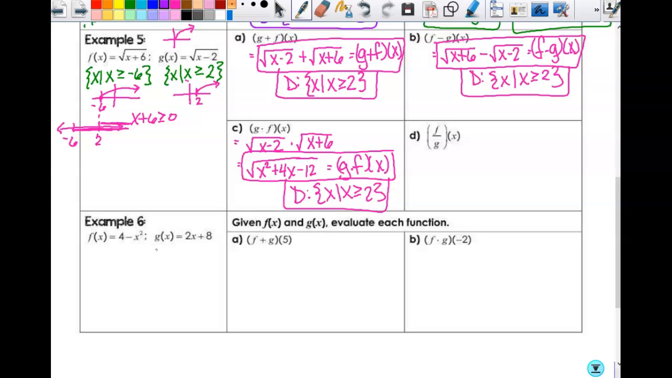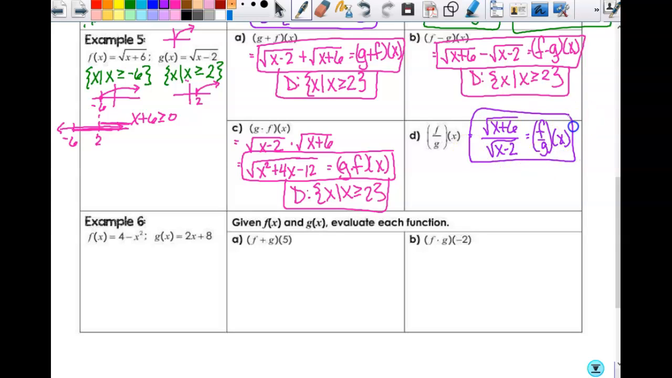Then we have the quotient, f divided by g of x. So f is the square root of x plus 6 over the square root of x minus 2. So I can divide everything that's under the square root together, but even if the square roots weren't there, is there anything I can do? Nope. So this is it. This is f over g of x.